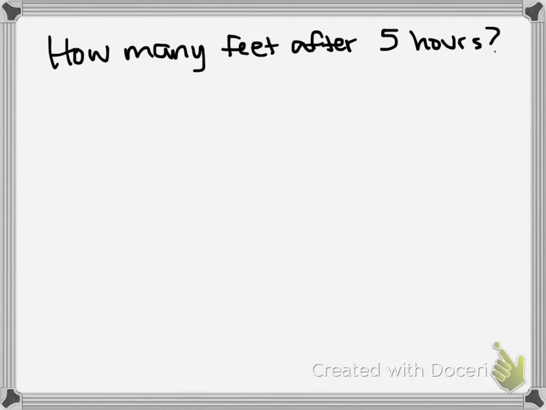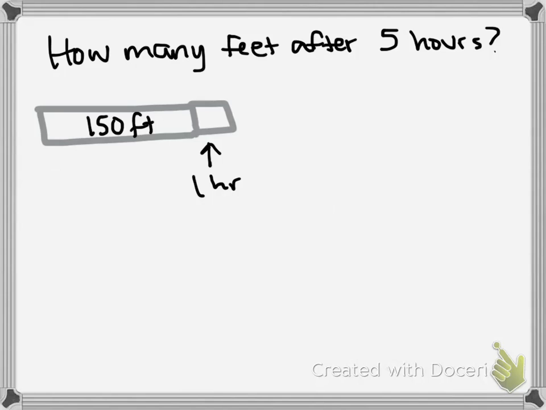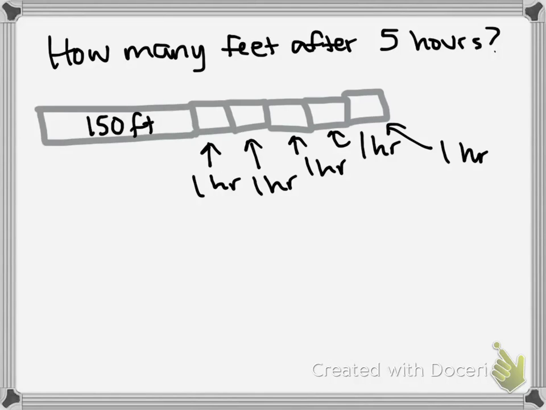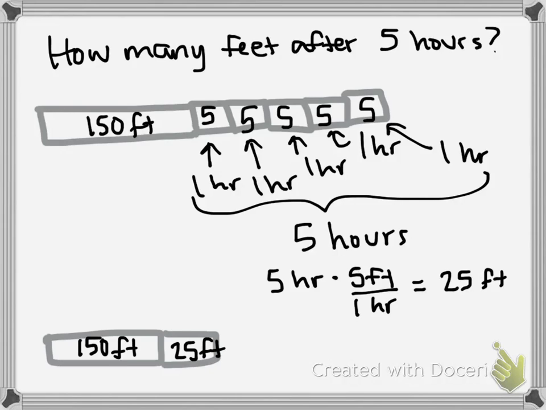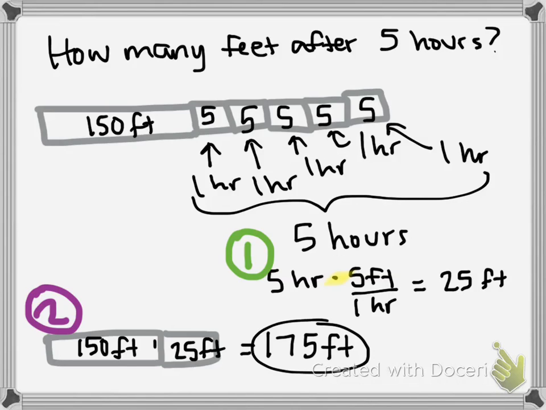So how many feet after 5 hours? Well, I start out with 150 feet. I work for 1 hour, 2 hours, 3 hours, 4 hours, and 5 hours, and each hour that I work, I get 5 feet. So basically what I'm doing here is I'm multiplying. I'm saying 5 hours times 5 feet per hour gives me 25 feet. So 150 feet and then 25 feet added on to it gets me a total of 175 feet. The first step was to multiply, and the second step was to add.